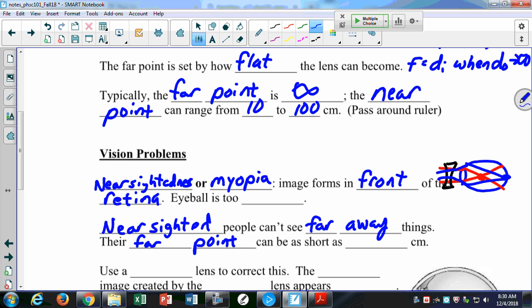It can be about 20 to 30 centimeters. So that means they can see something this far away, but anything beyond that is just fuzzy. My wife is nearsighted. So if she came in here without her glasses, she could sort of see colors, and she could see blobs where you are, but nothing more.